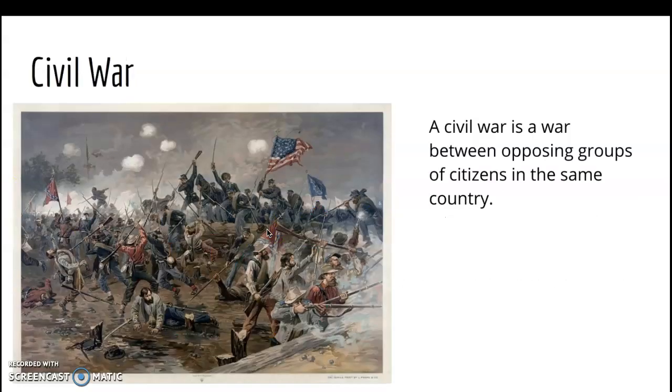Civil War. A civil war is a war between opposing groups of citizens in the same country. Now, we have a picture of the American Civil War here, but a civil war can occur in any country at any time when there's problems. So over here we have the Union in the blue, and then the Confederacy, the South in the red and the brown. They're fighting against each other because they have two different ideas about what the country should be like.